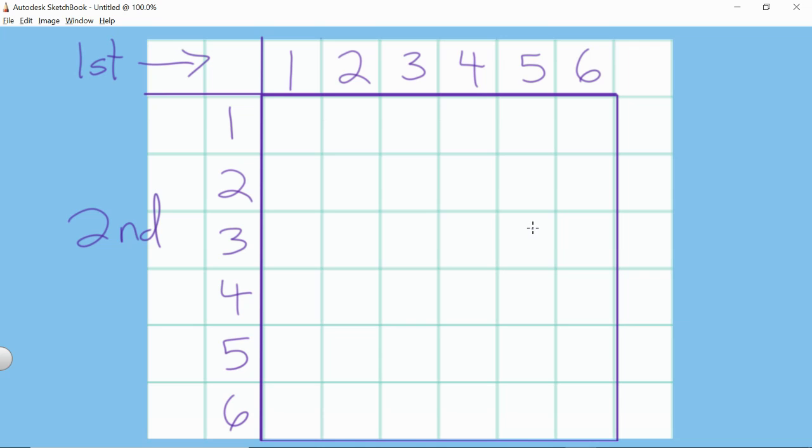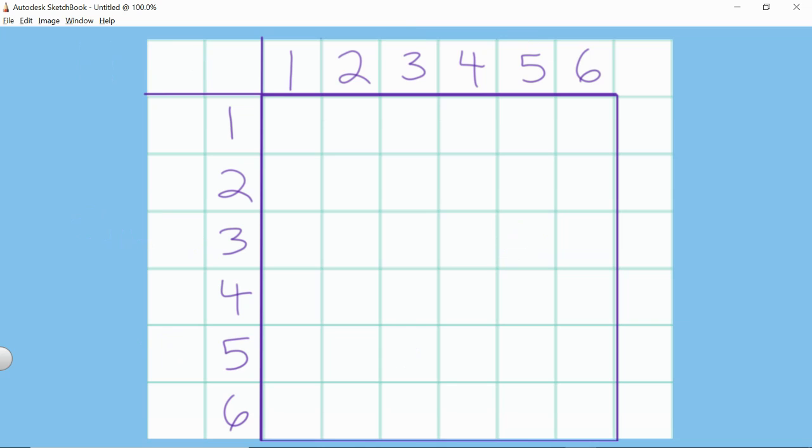For example, this square right here represents rolling a 5 first and a 3 second. I just go to the column and the row and I find out how do I get to this square. So this would be a 5 first and a 3 second. This square right here represents a 3 first and a 5 second. And once you have this possibility diagram filled out, you could answer any question about probability that I asked you.